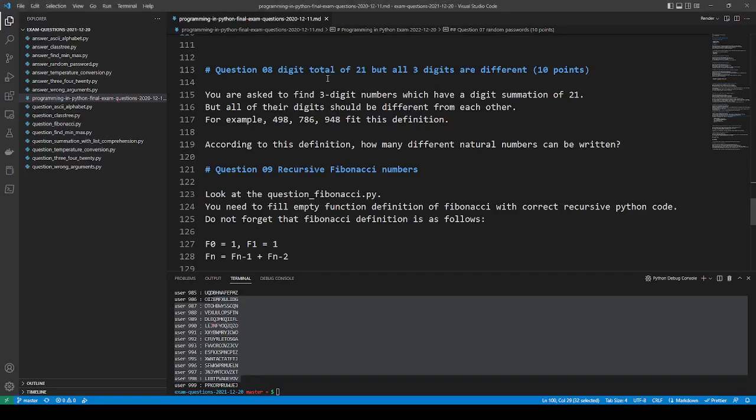Okay, question 8. Digit total of 21, but all 3 digits are different, 10 points. You are asked to find the 3 digit numbers which have a digit summation of 21, but all of their digits should be different from each other. For example, 498, 786, 948 fit this definition. According to this definition, how many different natural numbers can be written? And we need to print them out.